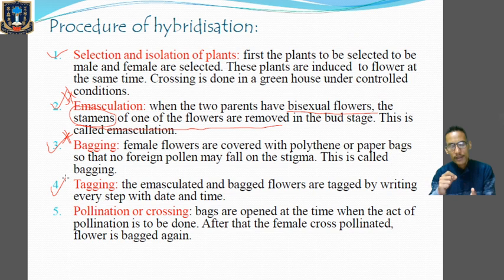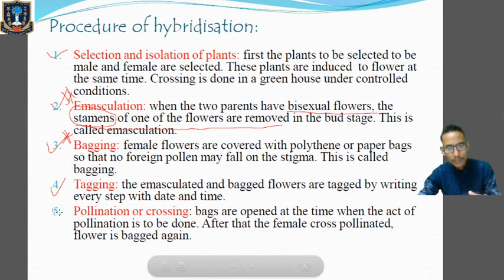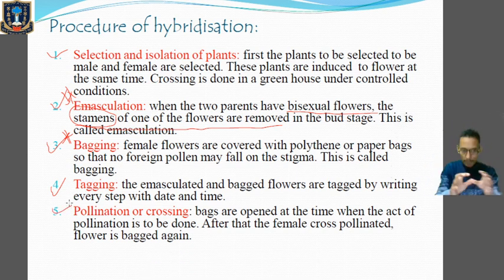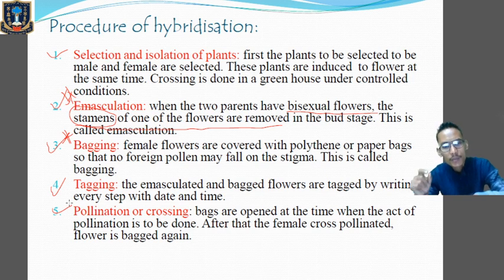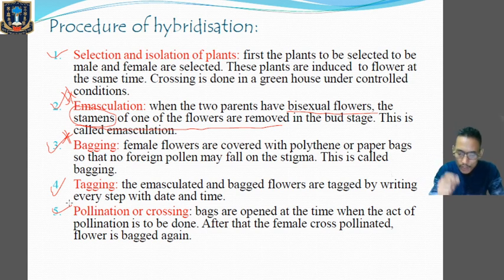We have to write down every step properly and carry it out. We have to write the date and the time on the emasculated and bagged flower. So we have gone for tagging. After that, when the flowers become mature and are ready to receive the pollen grains, the bags will be opened, and pollination will be done. Pollination will be done in such a way that the pollen grains from a desirable plant will be selected and dusted or placed on the stigma of a flower. Listen very carefully. From the male flowers which have been selected, we will take the pollen grains and place them on the bagged flower. Clear? Again we will go for bagging. So these are the procedures carried out during the process of cross hybridization.